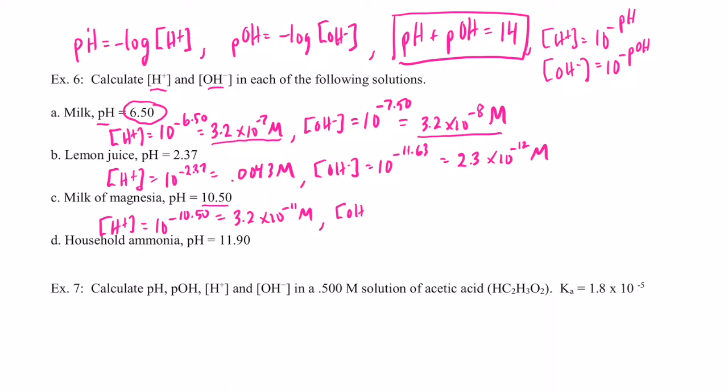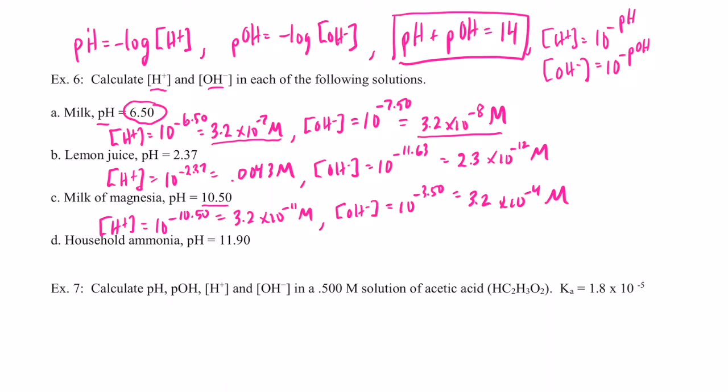The hydroxide concentration would be, well, let's see, if we take 14 minus 10.5, gives us the pOH of 3.5, so it'd be 10 to the negative 3.50. So 10 caret key negative 3.50 gives me 3.2 times 10 to the negative 4th moles per liter.